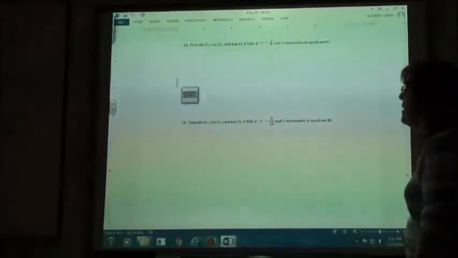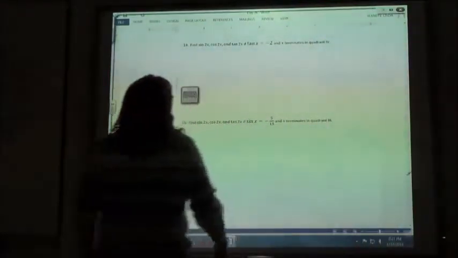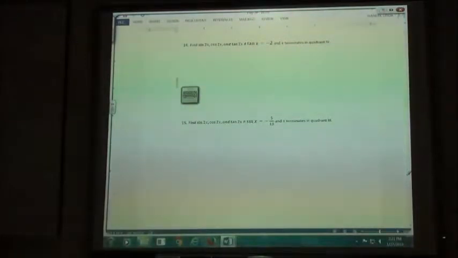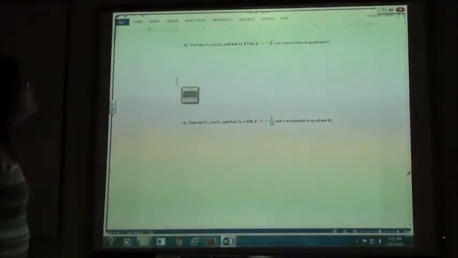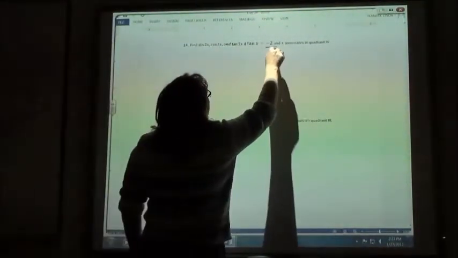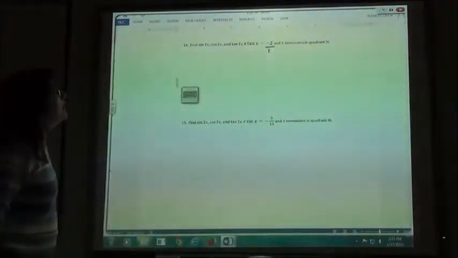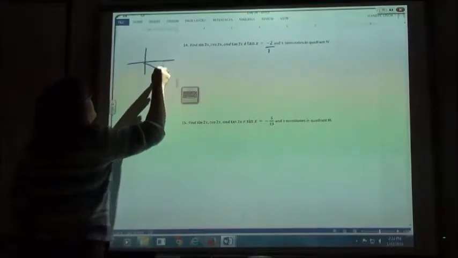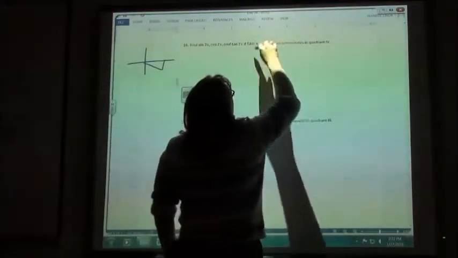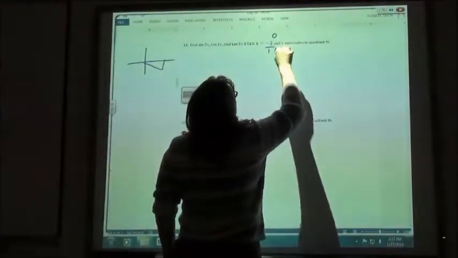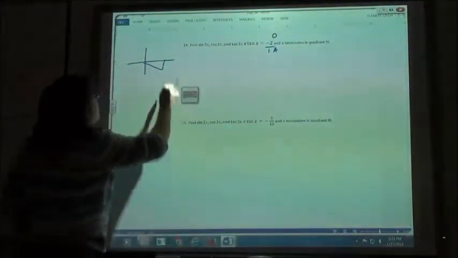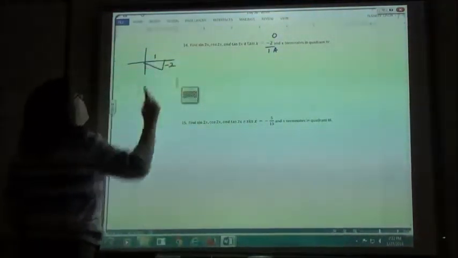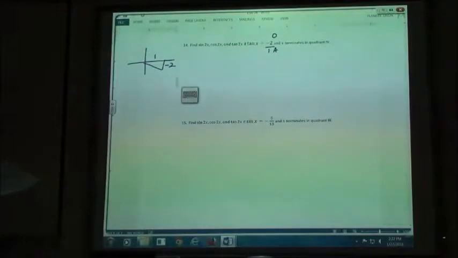Number 14 then, same kind of thing. Find the sine of 2x, cosine of 2x, and tangent of 2x if the tangent of x is negative 2, which means I have negative 2 over 1. Quadrant 4 is where we're at. So quadrant 4, we are going to have tangent, which is opposite over adjacent. So we're going to have negative 2 and 1 there for our 2 sides.